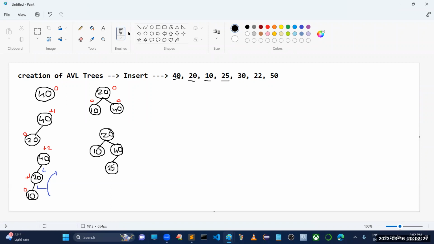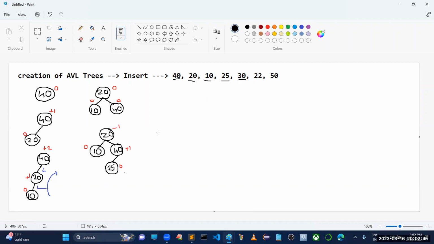Okay, so now what about balance factor? This will become 0, this will become plus 1, and this will become 0. So this is 1, minus 2, minus 1. Sir, it is also balanced, right? Hence no need to disturb. Now what is the next one?